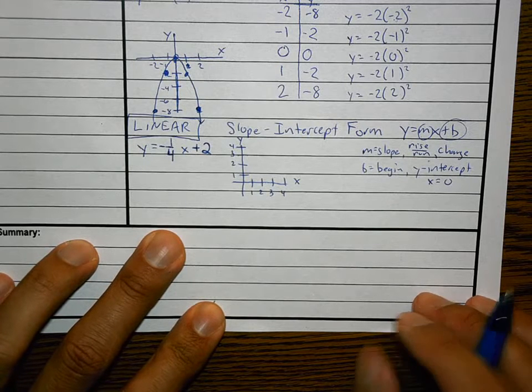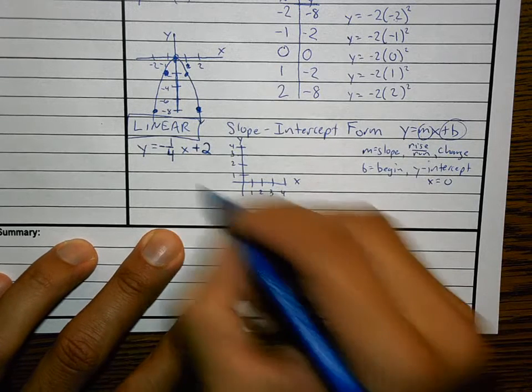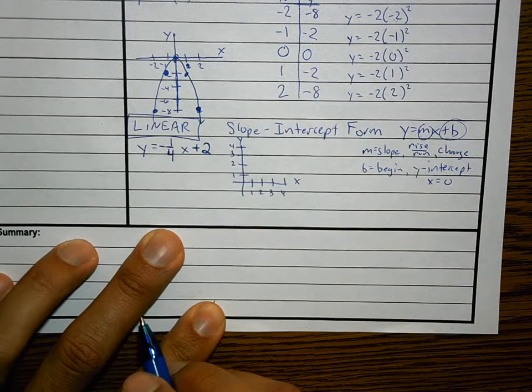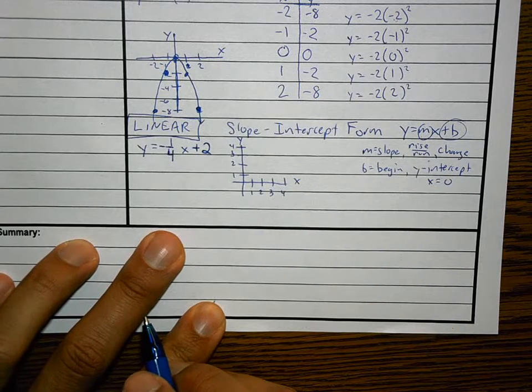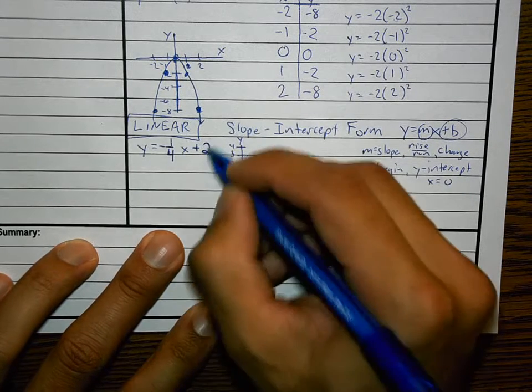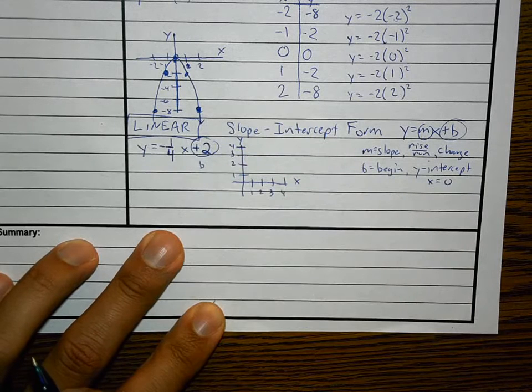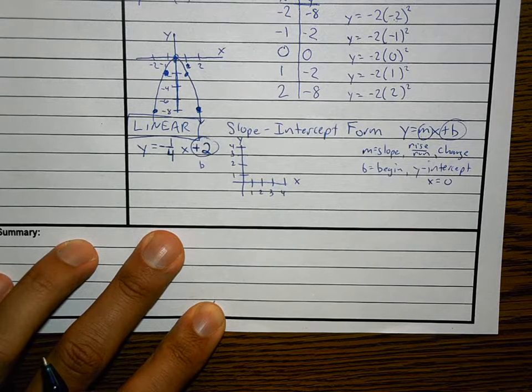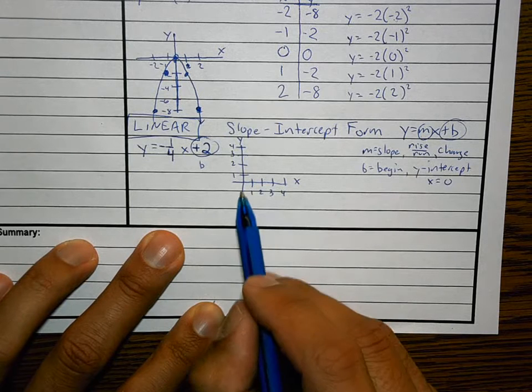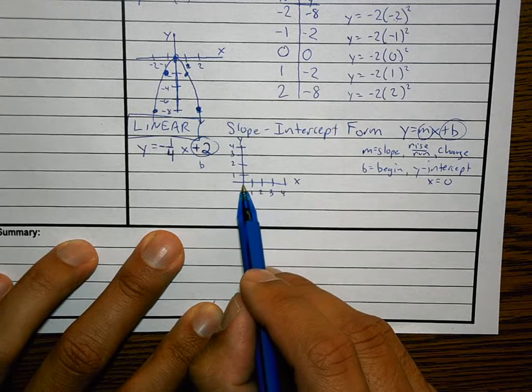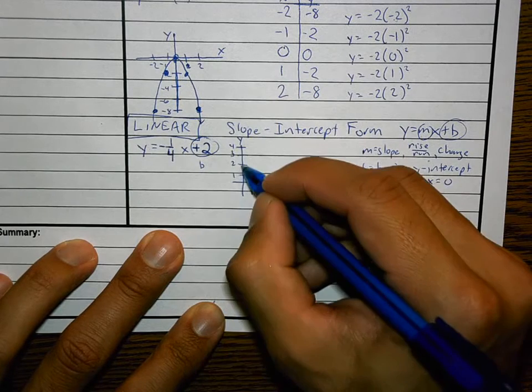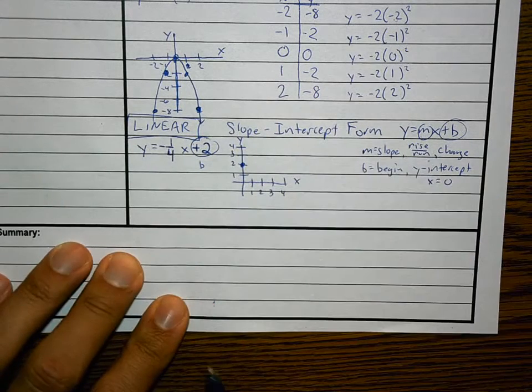Now I'm hoping you know which one the B is. What number is B? Say it out loud if you know. 2. Good. So that is where it begins. That's the y-intercept. That's where it crosses the y-axis. Which way do I go? Do I go to the right 2 or up 2? And then I put my first point.